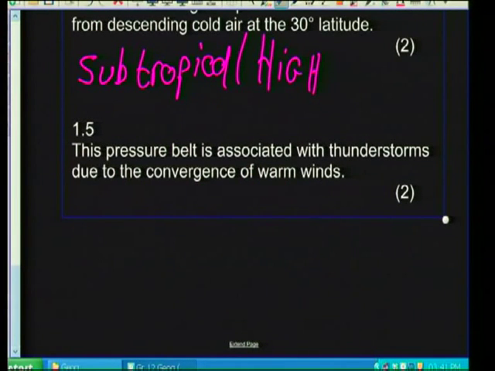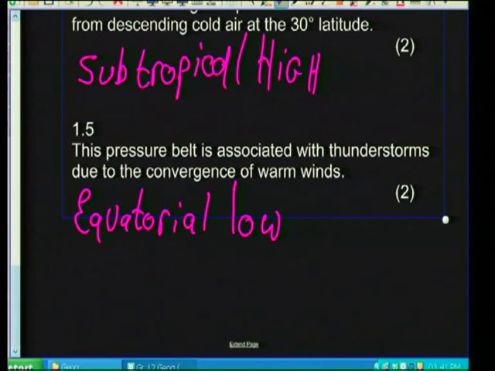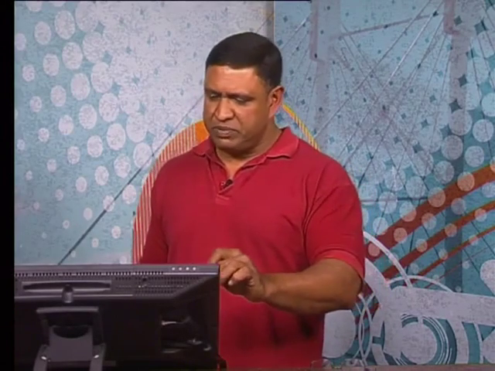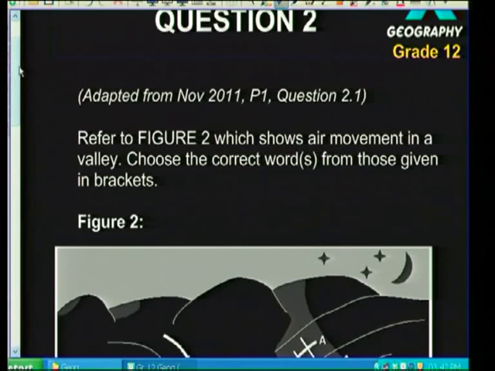So that would be the equatorial low. So all our answers are found there. In this section, we should actually get total marks if we use our source material properly. And sometimes we don't. We just want to jump to the questions first before looking at the source material itself. Let's look at another one. This was question 2, also from the 2011 paper itself.